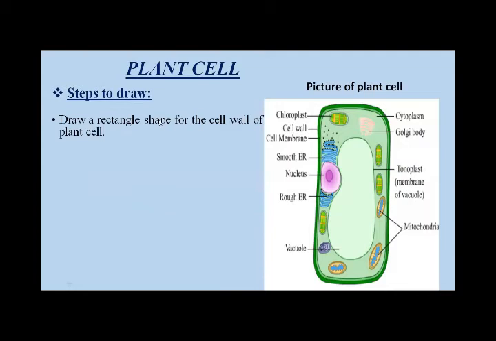Draw a rectangle shape for the cell wall of the plant cell. Observe the diagram. First we draw the first layer of the plant cell. This is a thick wall. This is called the cell wall. Okay. First we draw a rectangle shape for the cell wall.